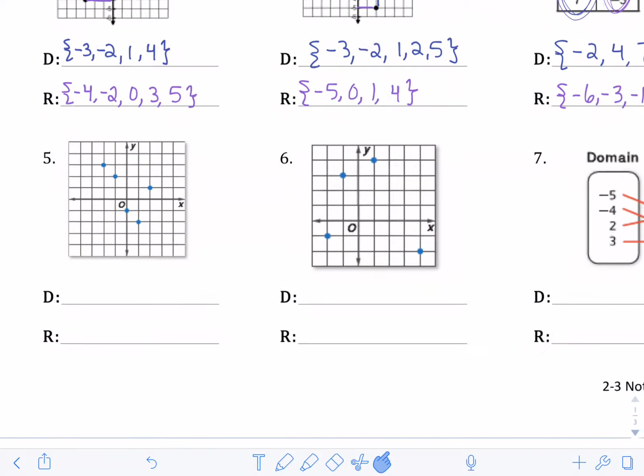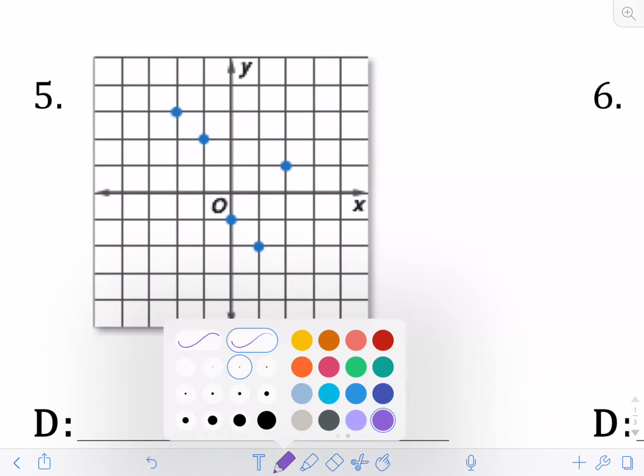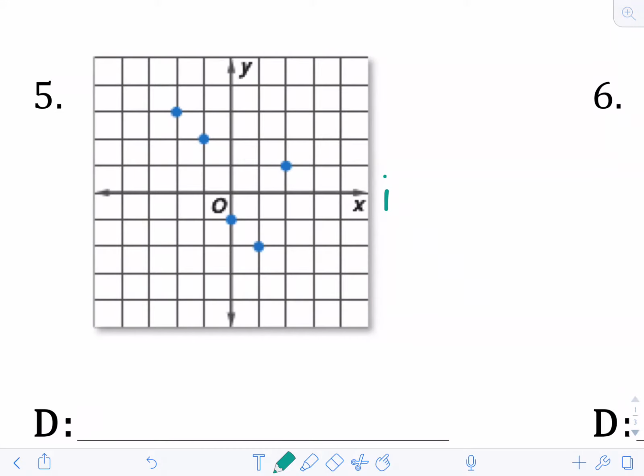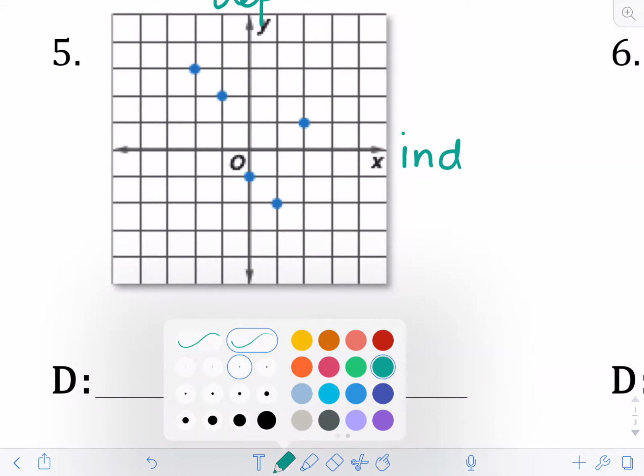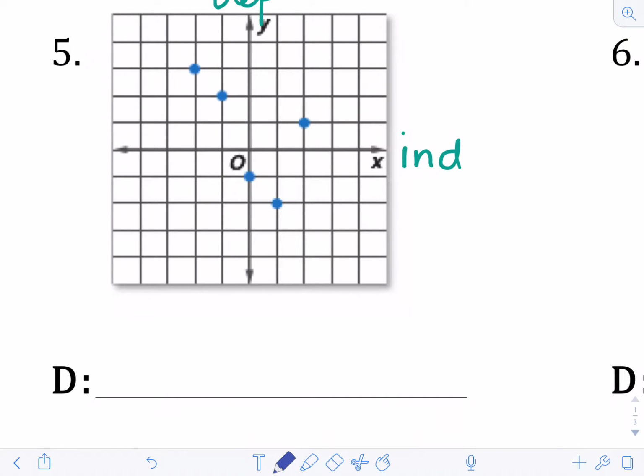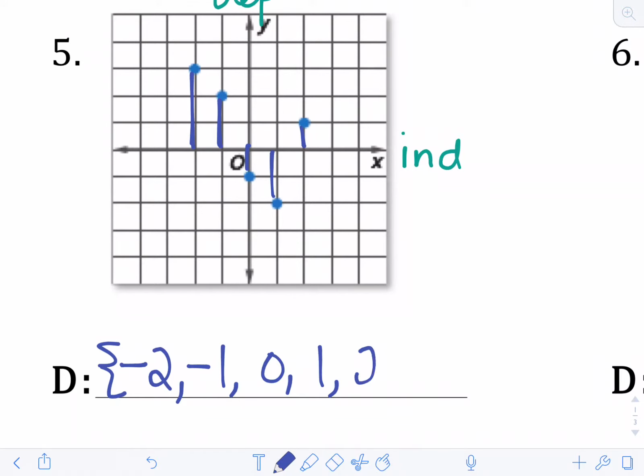Okay, here we go. Number 5. So again, independent, dependent. X is always independent. Y is always dependent. Domain. Okay, so for my domain, I'm going to look at my x values. So ding, ding, ding, ding, ding, and now I put numbers with it. So domain, starting over here on the left side: -2, -1, 0, 1, and 2.